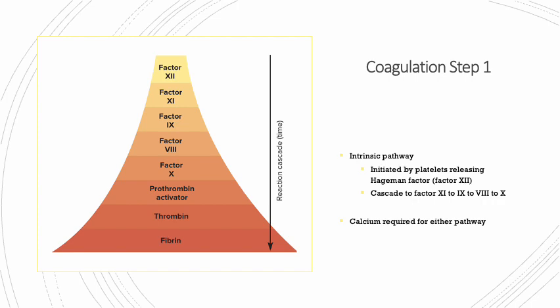I'm not expecting you to remember all of these factors. You just need to know that fibrinogen converts to fibrin when clotting factors are present, and that the intrinsic pathway is much, much slower.